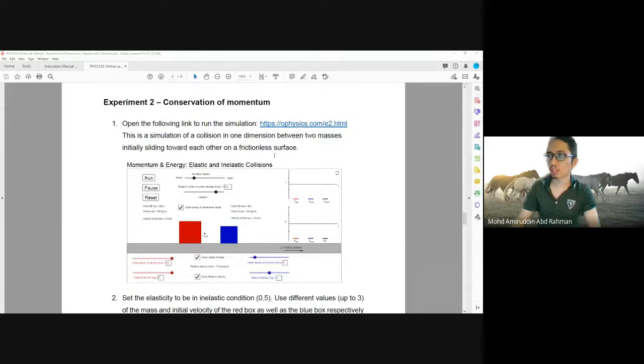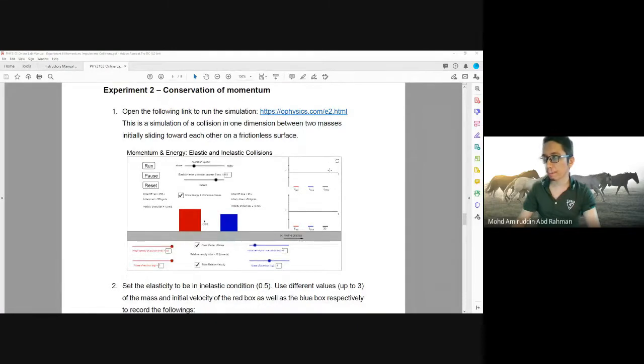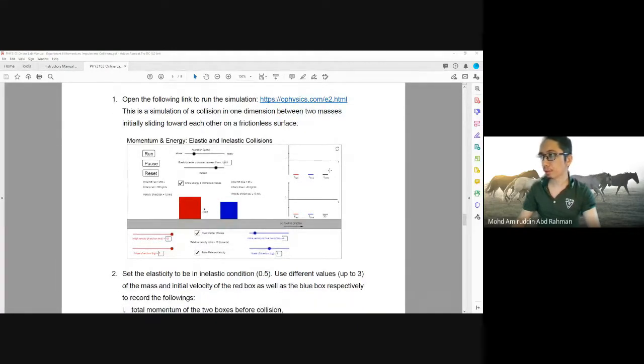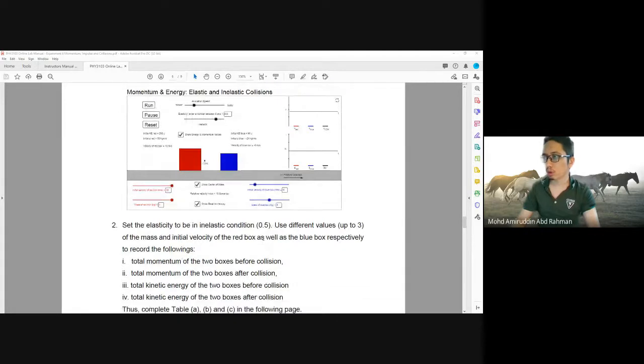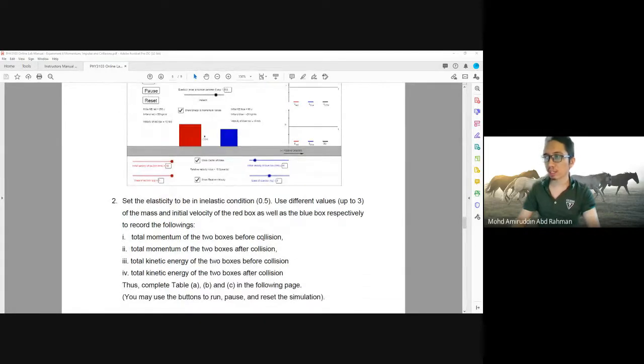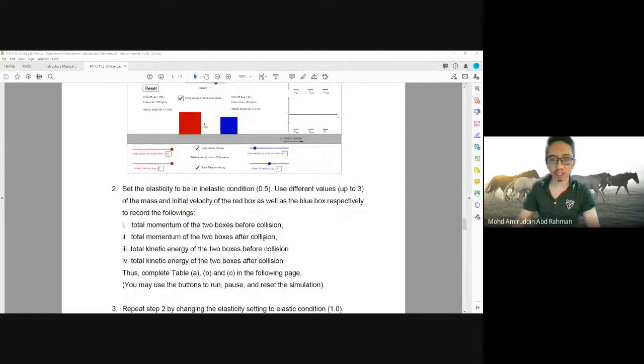So the simulation is about the collision in one dimension between two masses, which are initially sliding towards each other on a frictionless surface. You open that window, and this is what we will be shown. First of all, you need to set the elasticity to the inelastic condition.